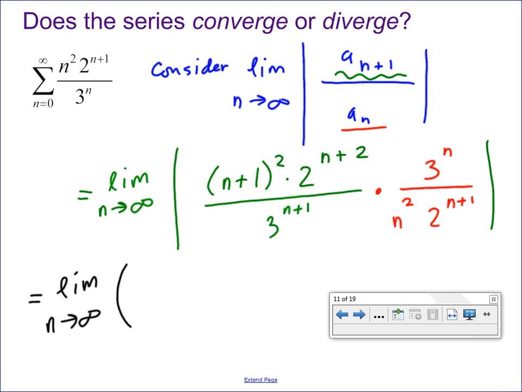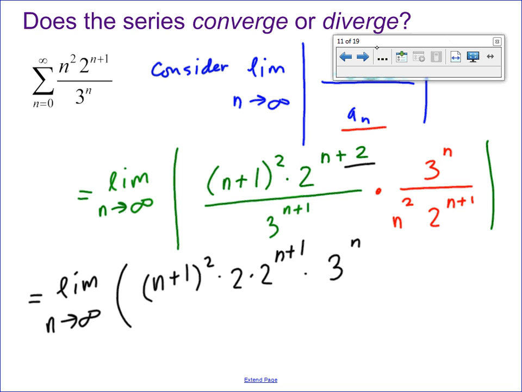So what I'm going to do is leave this n plus 1, because I don't know what we need to do with that yet. But I am going to rewrite this as 2 times 2 to the n plus 1. And then I'll be able to cross out a 2 to the n plus 1. Still have a 3 to the n on top. And on the bottom, we have an n squared. And this 3 to the n plus 1, let's rewrite that as 3 times 3 to the n. Isn't that 3 to the n plus 1?